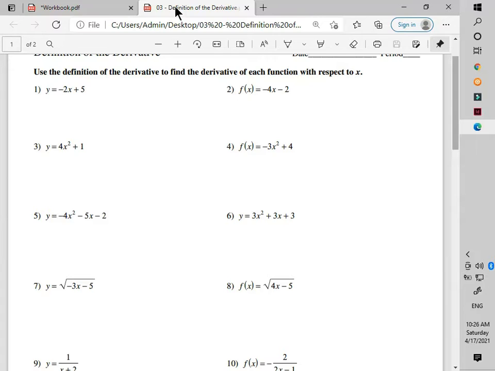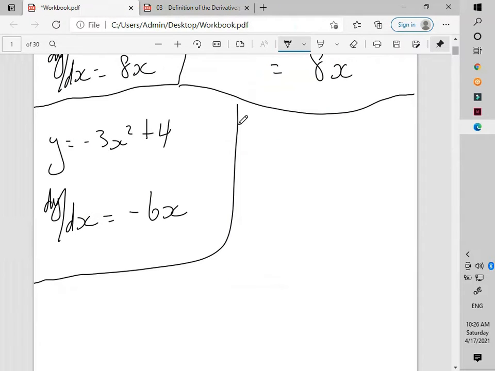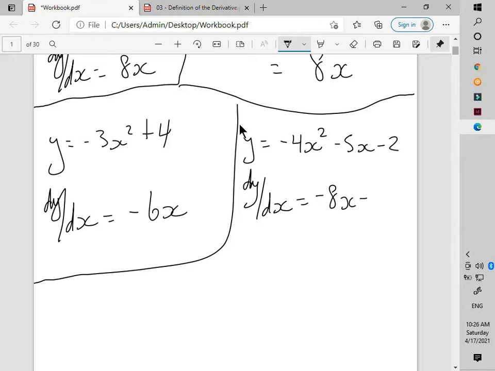Alright, next is minus 4x squared minus 5x minus 2. So y is equal to minus 4x squared minus 5x minus 2. So dy upon dx: 2 times minus 4 is minus 8x. Again, when you see this here, just write back the number when you have, as I would always say, number and letter. So we have here now minus 8x minus 5.